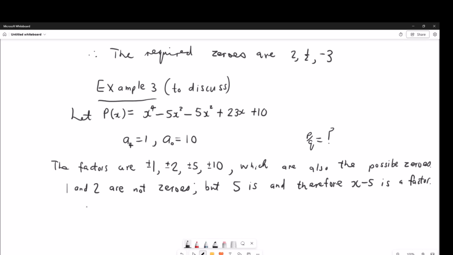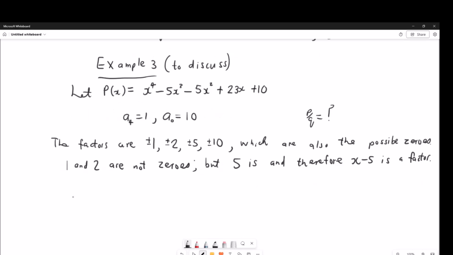Now, from this step onwards, you will take x minus 5 and use long division. You'll divide that linear factor x minus 5 into this quartic polynomial, degree 4 polynomial.